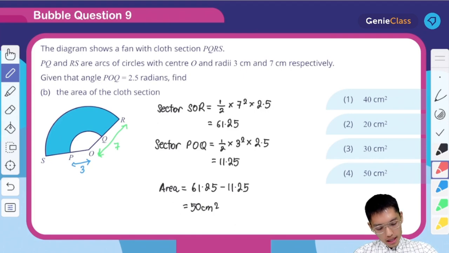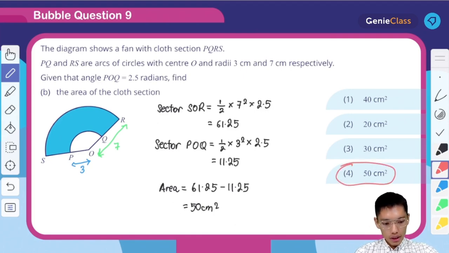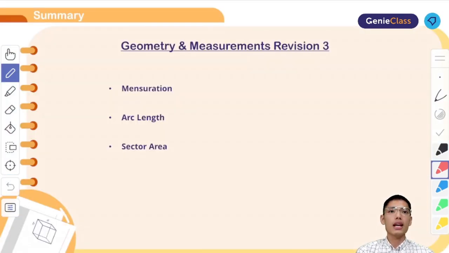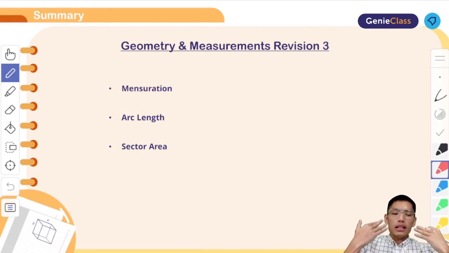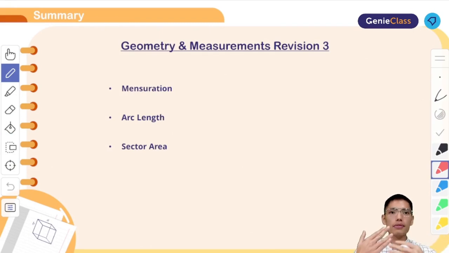Alright, with that, that is the end of the revision for today, and I hope you guys have revised what is required, mainly mensuration, what are the different shapes that you need to be familiar with, the arc length, and the sector area.